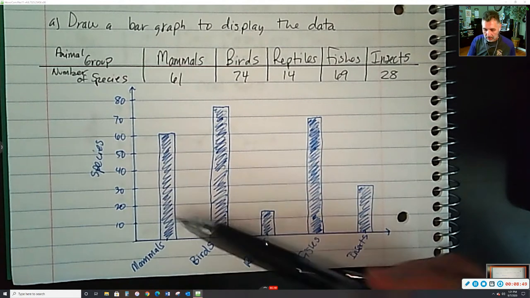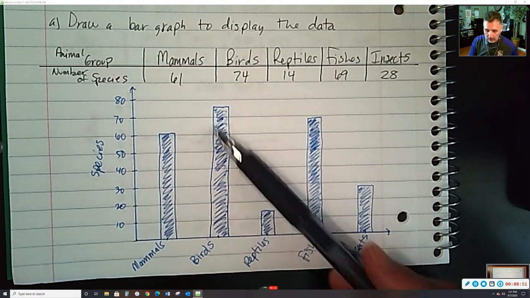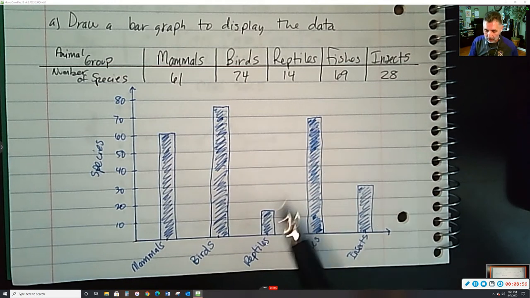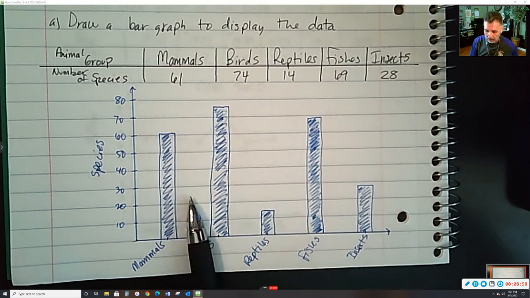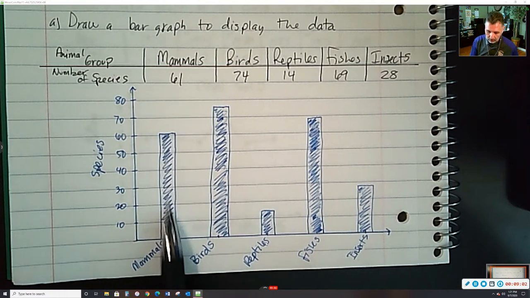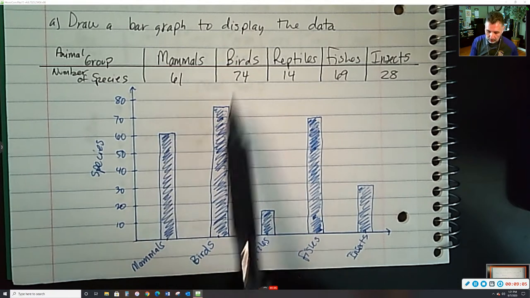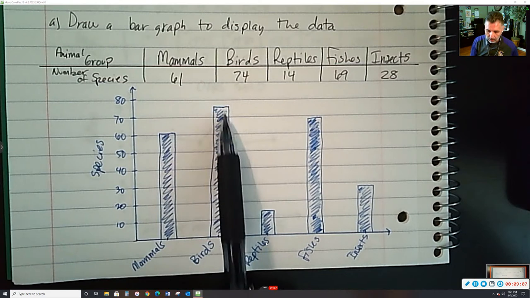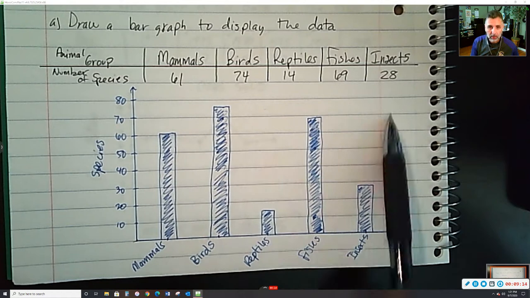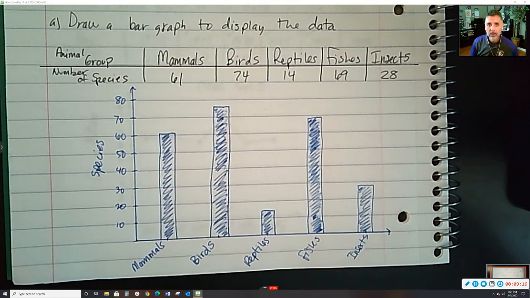Again, the height of the bars, or the length of the bars, is used to represent and to compare the different data. Okay, 61 mammals, here's 61 mammals. 74 birds, this bar here represents 74 birds. Now we can tell that we have the most birds because this one is the highest of all of them. It's the highest bar. Okay, so that's it for the notes. Let's do the assignment.